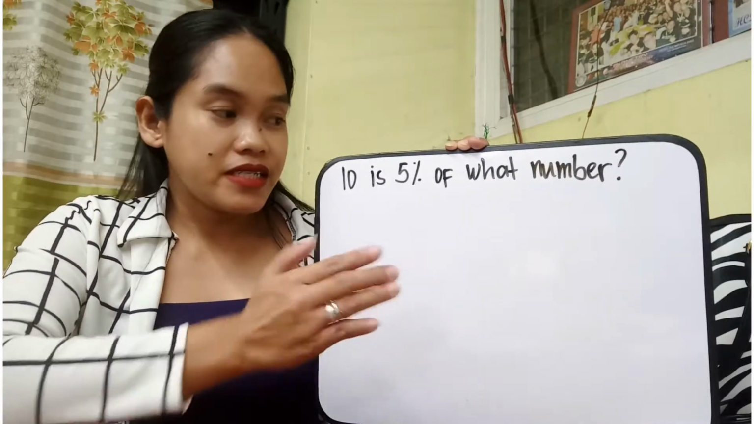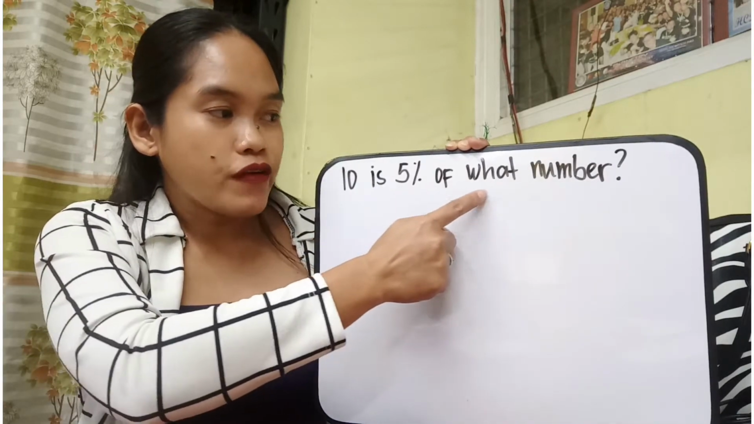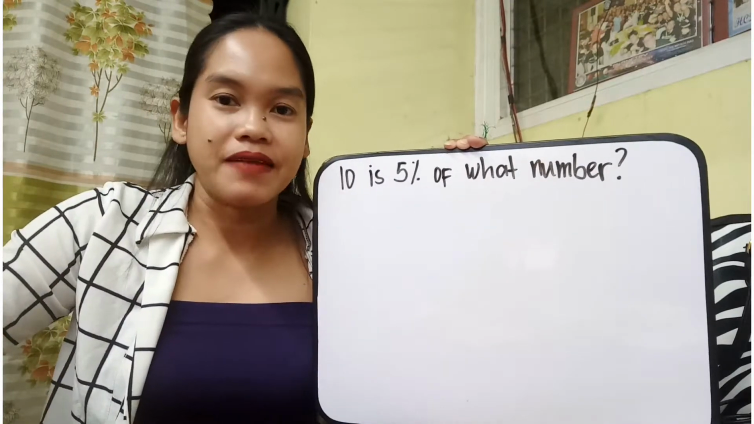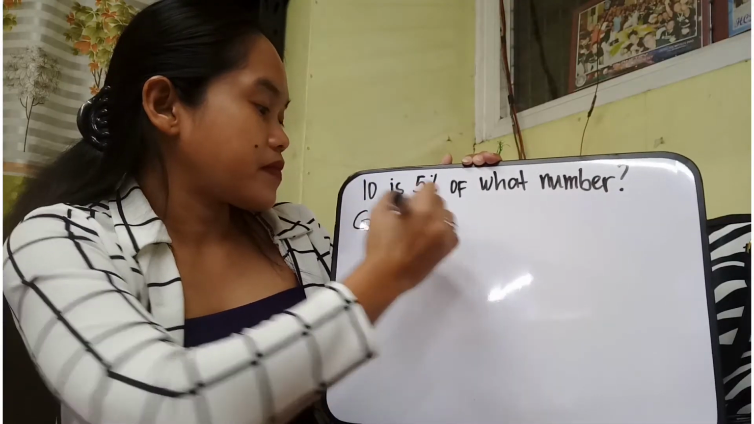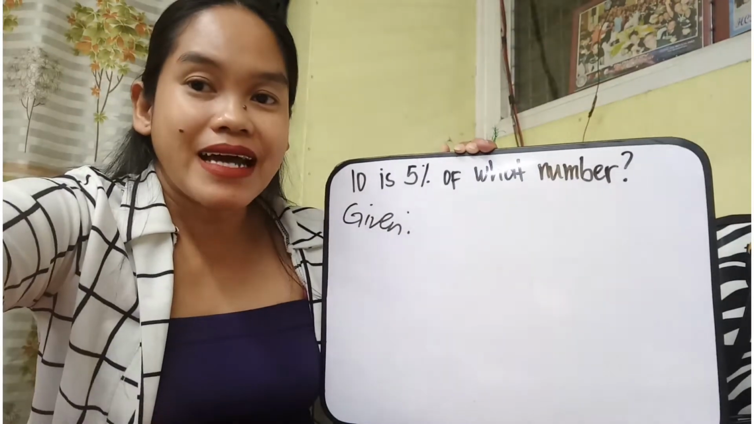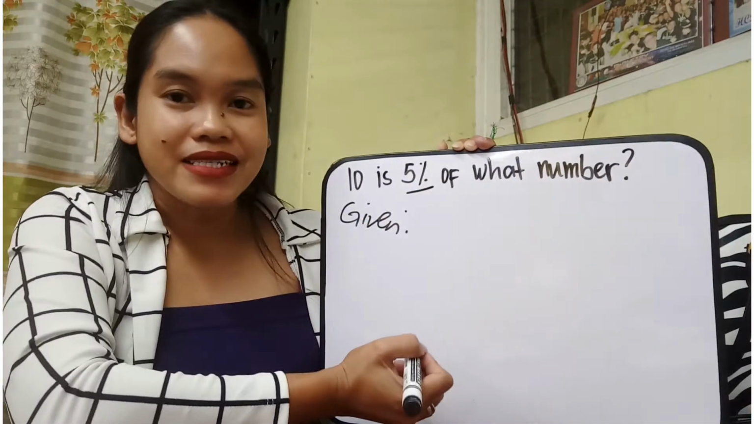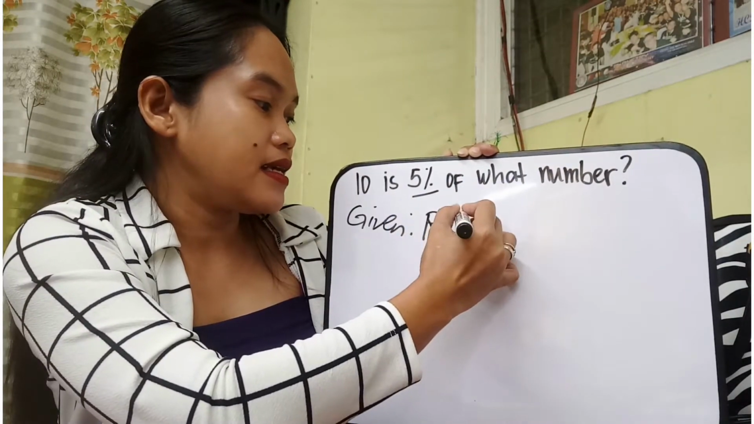Now let's take a look at this example. 10 is 5% of what number? Ano yung hinahanap niya dito? So ano yung given natin? Of course, ang ating rate. Kasi automatic na yan, ang rate natin is merong percent sign. So, si 5% is siya yung rate natin.